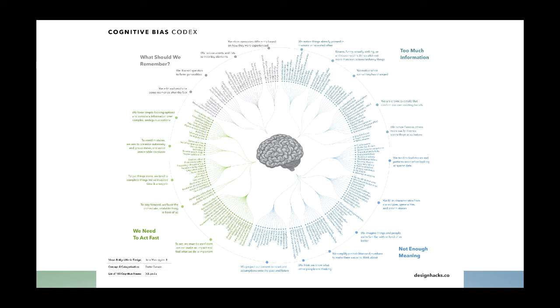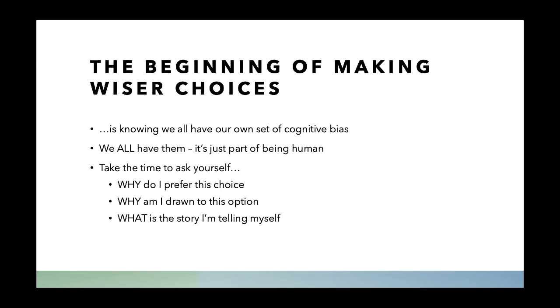Now, what can we make of this? What we can make of this, the beginning of making wiser choices, is knowing that as human beings, we all have our own set of cognitive bias. We all have them, just part of being human. It's part of what makes the human brain able to handle all the aspects of this complex life we have before us. So it starts with taking the time to ask yourself, why do I have this preference for this choice? Why am I drawn to this option? What is the narrative? What is the story I'm telling myself when it comes to making this decision?